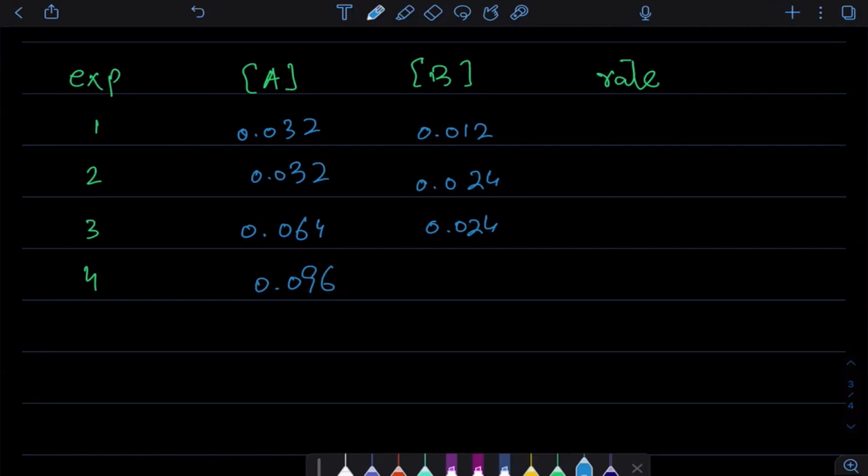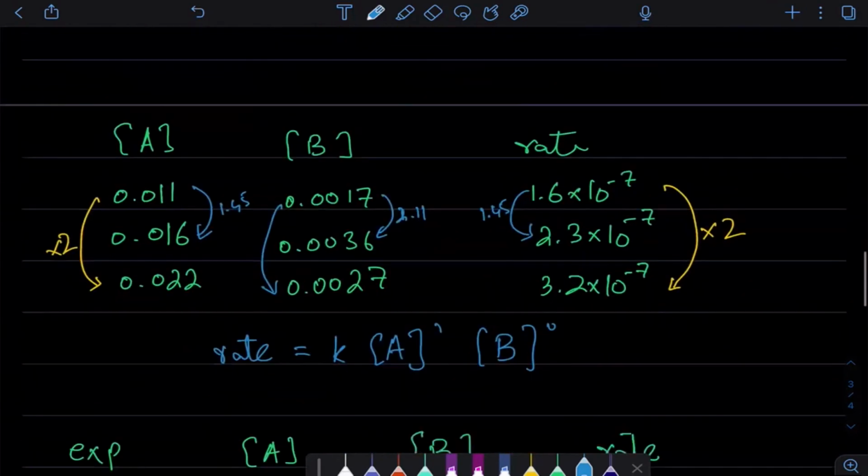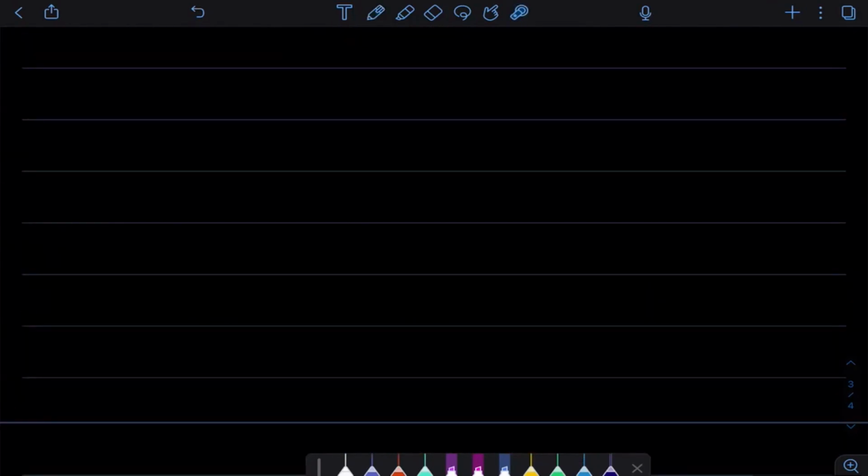Yeah. The basic idea is simple. You pick this one. So I have a reaction here. So here's the data. Experiments 1, 2, 3.